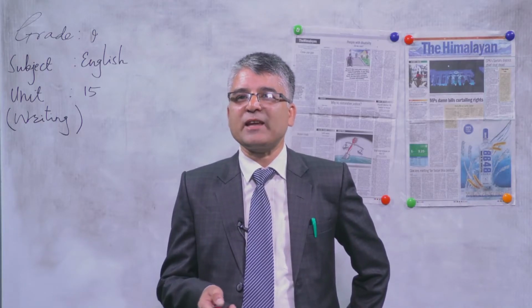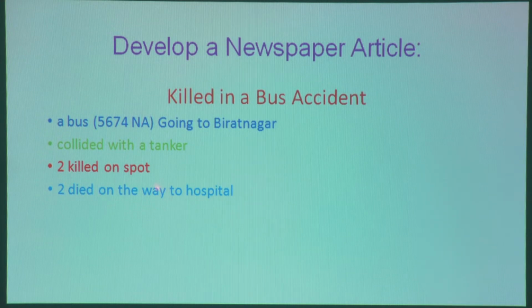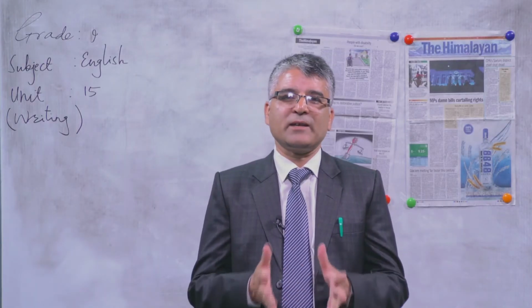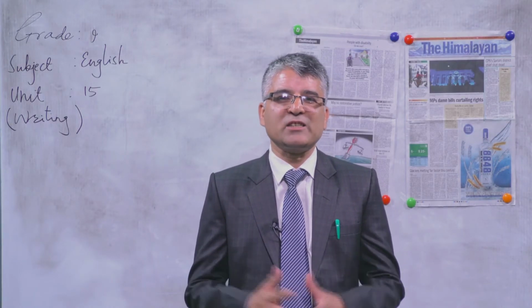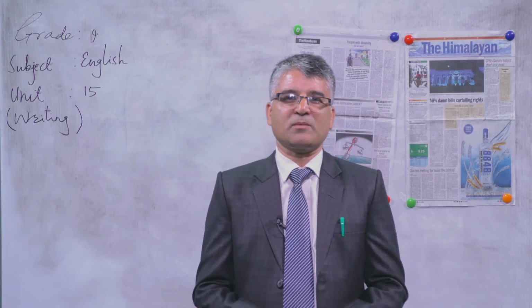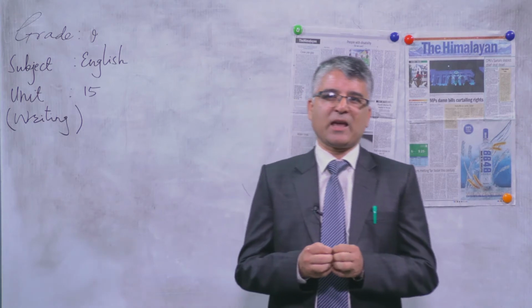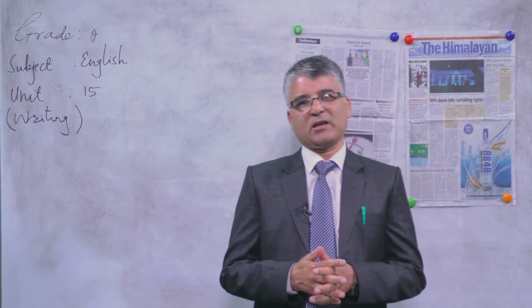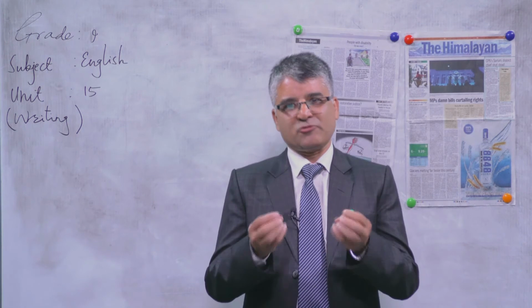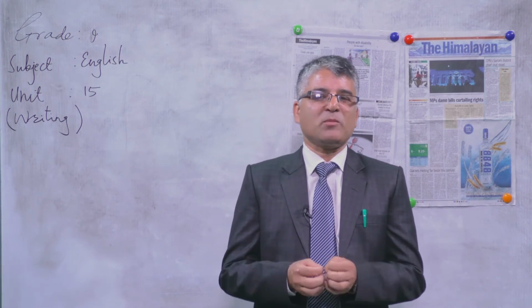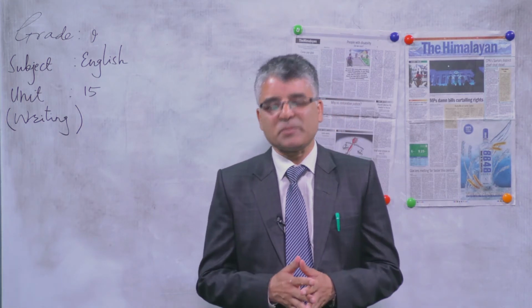After that, you can give some detail about the accident. You can tell that the bus collided with the tanker because of the high speed, or the condition of the bus was not so good. Otherwise, you can also mention that the driver had been careless while driving, and passengers were also suggesting that the driver must not drive at such a fast speed.